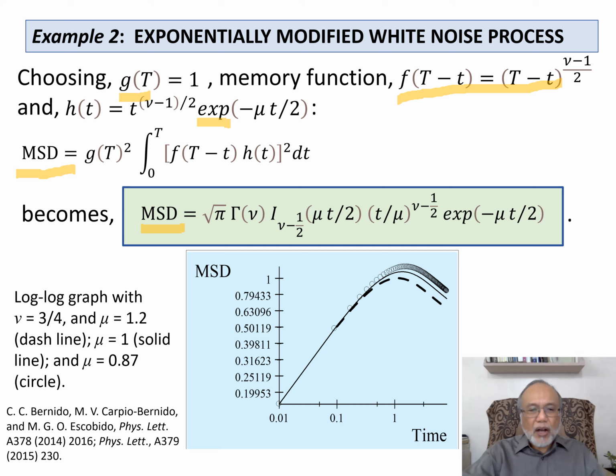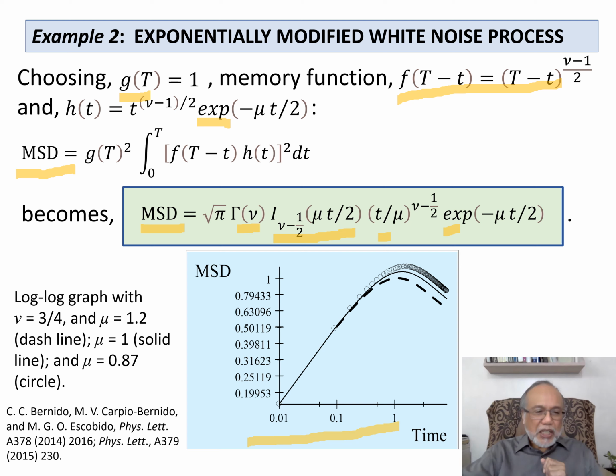Gamma is just the gamma function. Your I would be the modified Bessel function of the first kind, t to a certain power and some exponential. And if you do a log-log graph of MSD versus your time t, then it will give you this nice curve. So it goes beyond the straight line of the fractional Brownian motion.